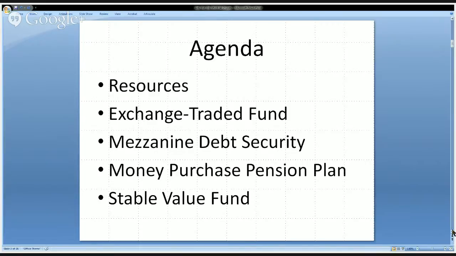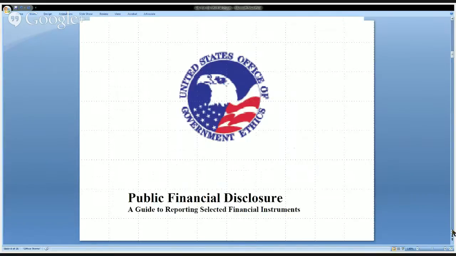So let's go ahead and move into some of these resources. The first one that you will see on the next slide is titled Public Financial Disclosure Guide to Reporting Selected Financial Instruments. This one is sort of the advanced textbook. Many of you have the Financial Disclosure Reviewers reference that you use. This one is sort of the next level.